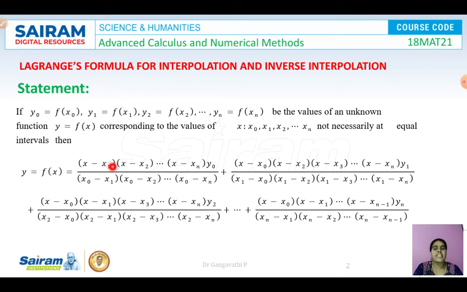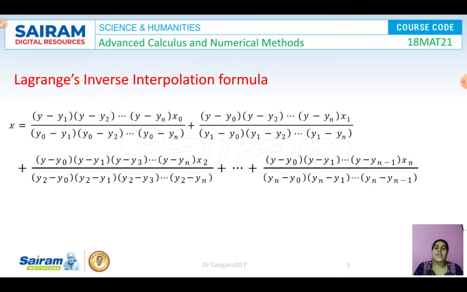So x minus x naught was missing, so the value x naught has been considered in the denominator. Here, x minus x1 is missing, but the value of x1 has been considered in the denominator. Likewise, anybody can remember this formula in their own way, and this is how I suggest you remember it. So this is Lagrange's interpolation formula.